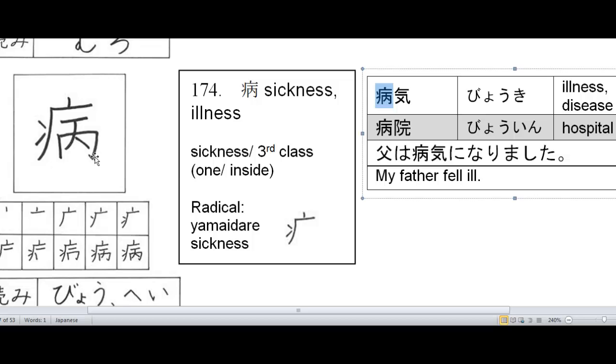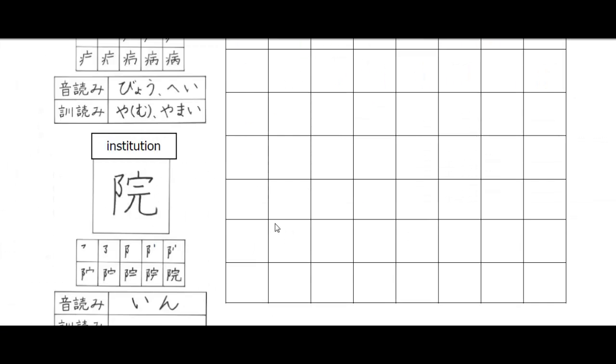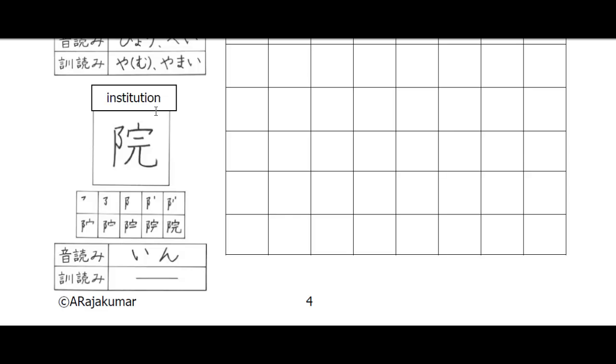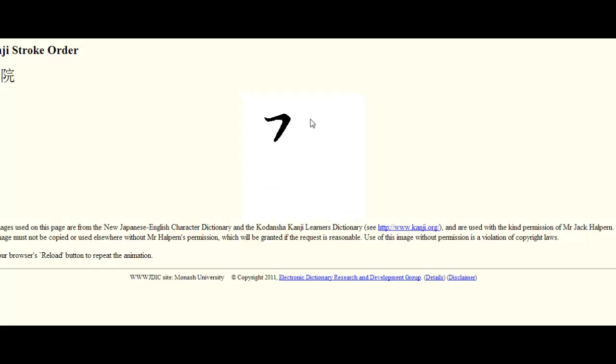Byo, byo. And you can see you can use it over here with ki to mean illness or disease, byo ki. But the one we're interested in is this one here, byo in. And we'll look at in next. Okay, let's go down to in. Now that's an institution, and an institution is a place where you go in, so it's easy to remember its pronunciation. Let's check the kakijun, the stroke order.